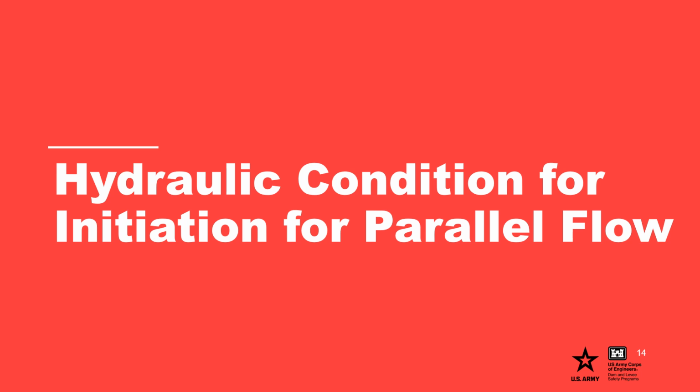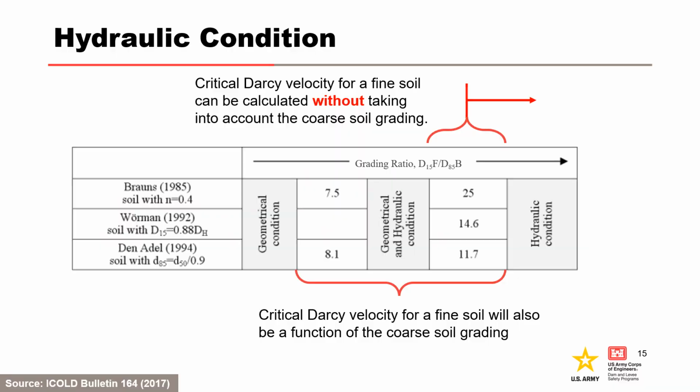Next, we'll discuss the hydraulic condition for initiation for flow parallel to the interface. When the ratio of the D15 of the filter to D85 of the base is greater than the values in the fifth column of this table, hydraulic loading controls and there is no soil filtration effect as it relates to soil contact erosion. In between these two limits, geometric and hydraulic factors control erosion.